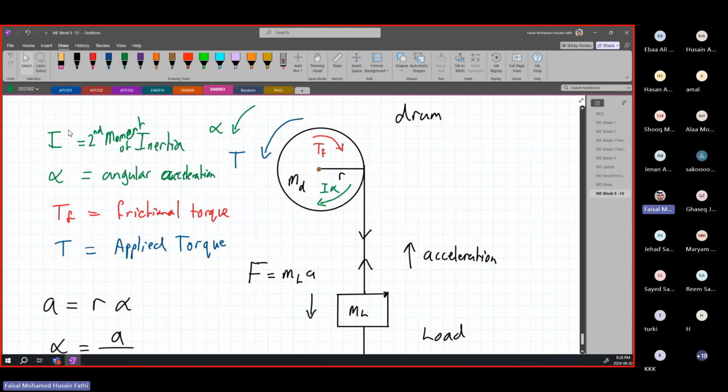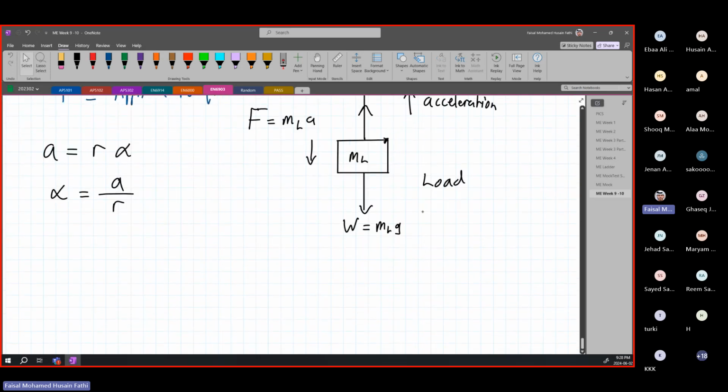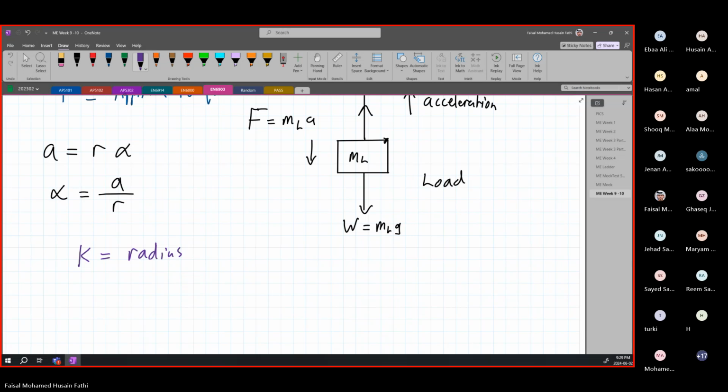One more thing, inertia is usually given in the question. However, in some cases, they talk about another value known as K, which is the radius of gyration.